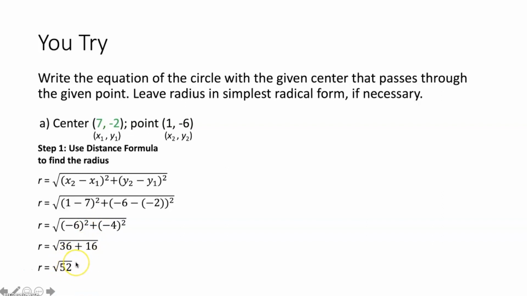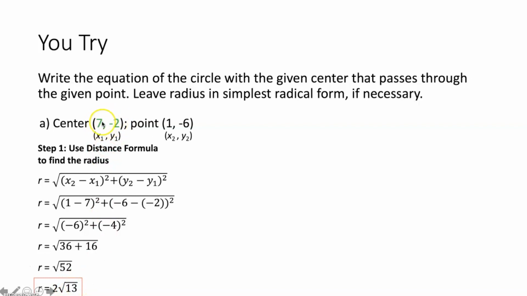Now rad 52 is not a perfect square, so we have to break this up. Remember, this says leave your answer in simplest radical form if necessary. So the square root of 52, we're going to have to break up into 2 radicals that multiply together to make rad 52, one of which is a perfect square. That's going to be rad 4 times rad 13. The square root of 4 becomes 2, rad 13 stays rad 13. So the radius of our circle we know is 2 rad 13.